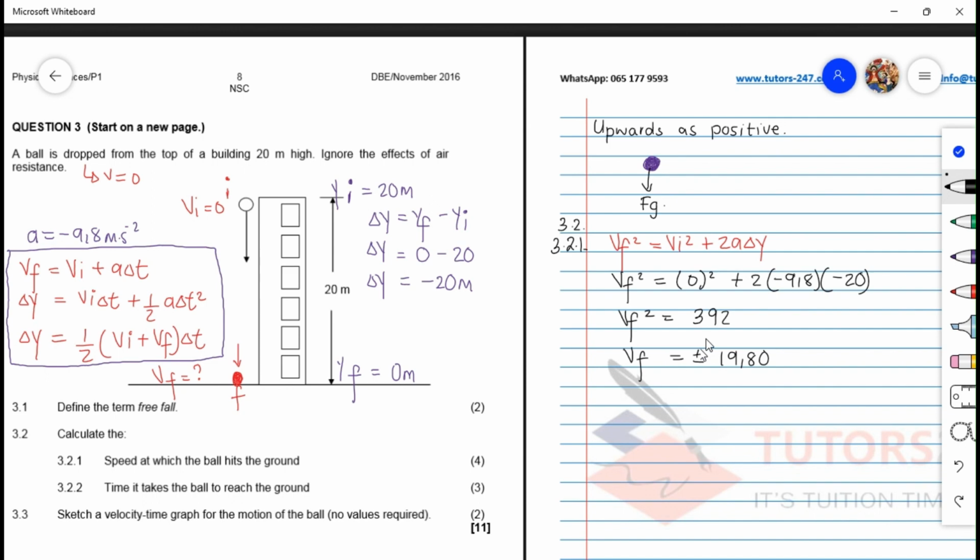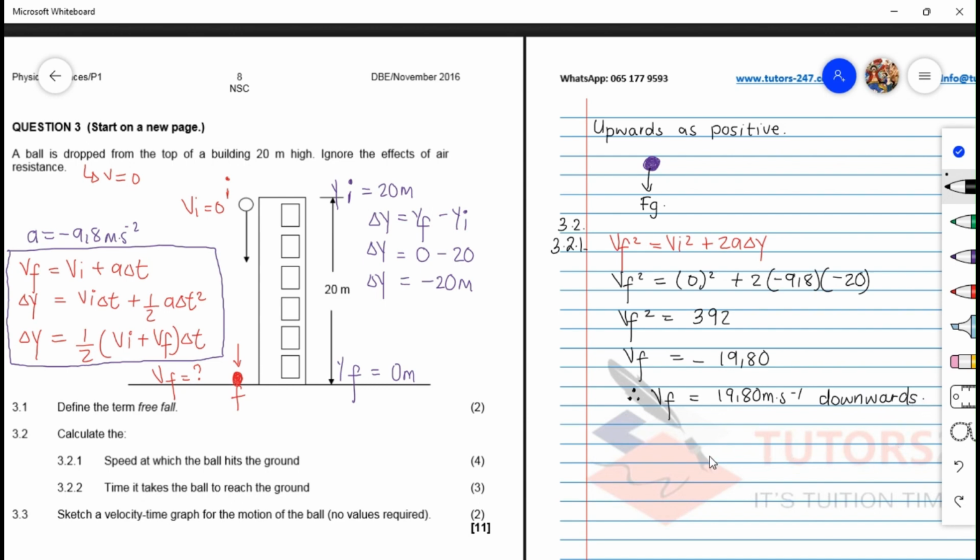Because we know that our final velocity is in a downwards direction, because our ball was dropped and the velocity before it hit the ground was going downwards, and I took upwards as positive, that means we need to take the negative value. So our velocity is going to be negative 19.8. We can conclude that the final velocity of this object is 19.8 meters per second downwards.